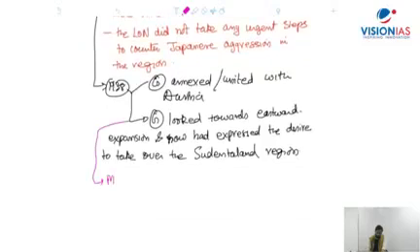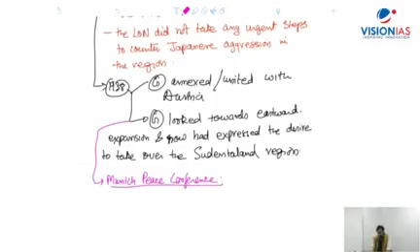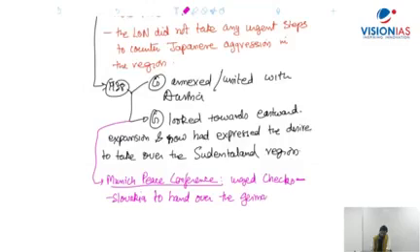The Munich Peace Conference urged Czechoslovakia to hand over the German populated Sudetenland region to Germany.